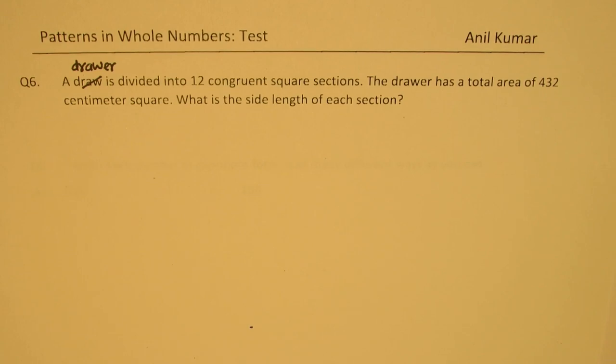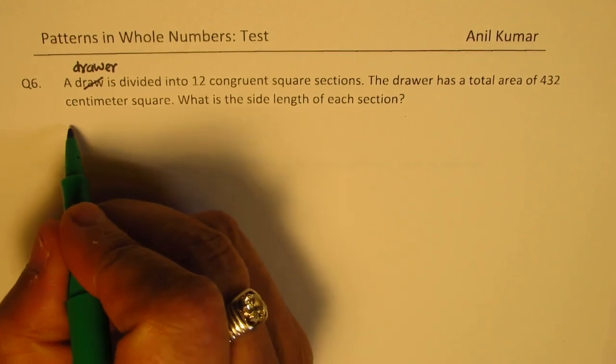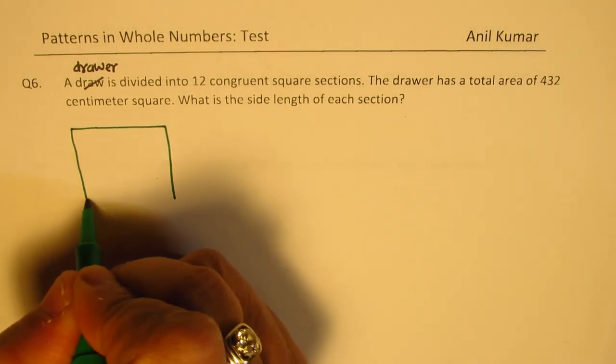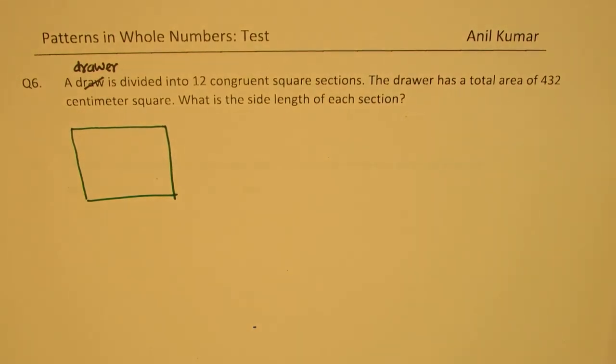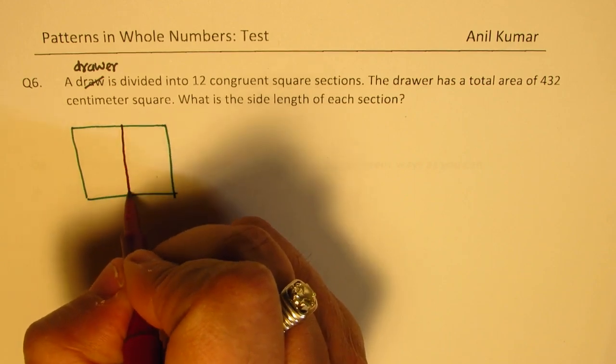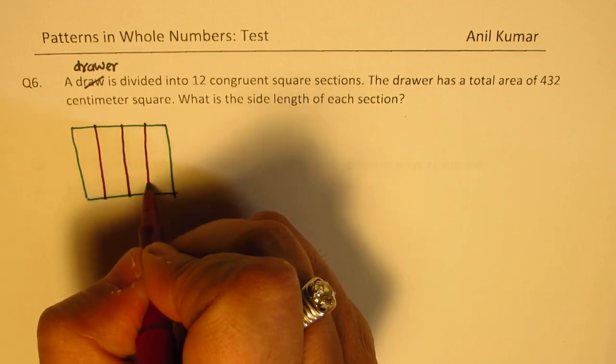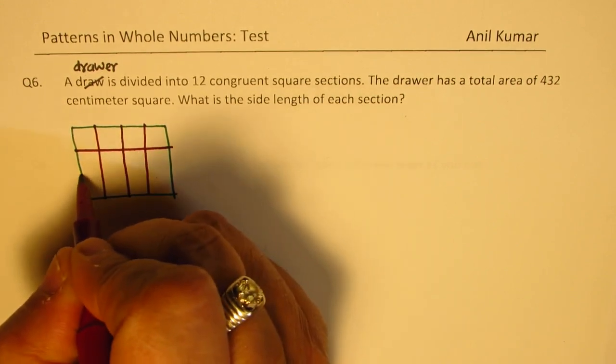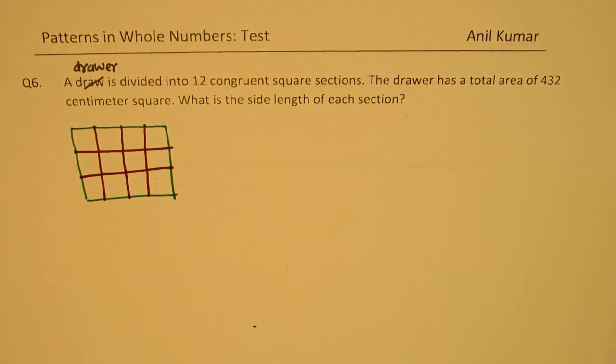Here is question number 6. A drawer is divided into 12 congruent sections. The drawer has total area of 432 centimeters square. What is the side length of each section? So let's say this is our drawer. So drawer is kind of a tray which you have in the cabinets, right? And this is being divided into 12 congruent sections, right? So this drawing is not to the scale, but think like this, that we divide one portion into four parts, for example, okay? And this into three parts. Let us say it was a rectangle, we divide into 12 congruent squares as shown here.